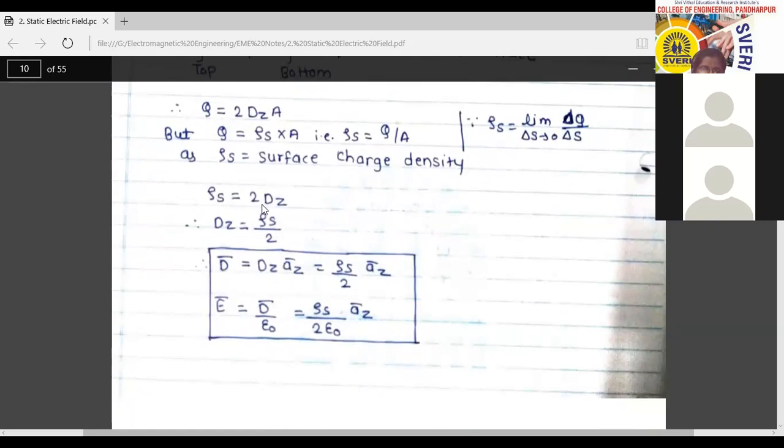So here Q upon A is equal to rho s. If Q upon A is equal to rho s, then you will get rho s is equal to 2 dz, and this dz is equal to rho s upon 2. So we can write the equation for D bar. Because this D bar is in the z direction, it is dz a bar z, or it is rho s upon 2 into a bar z. Also we can write the equation for E bar here.